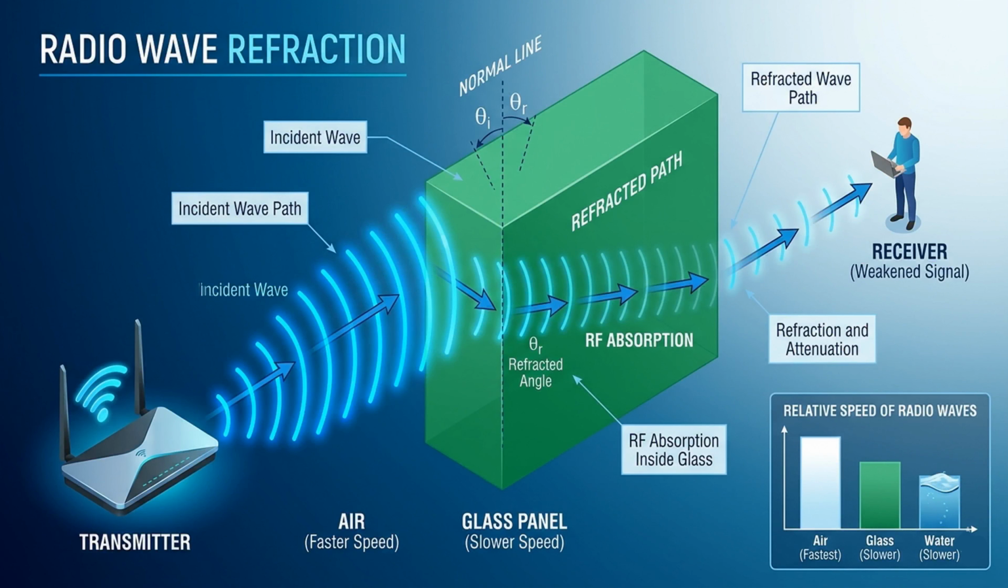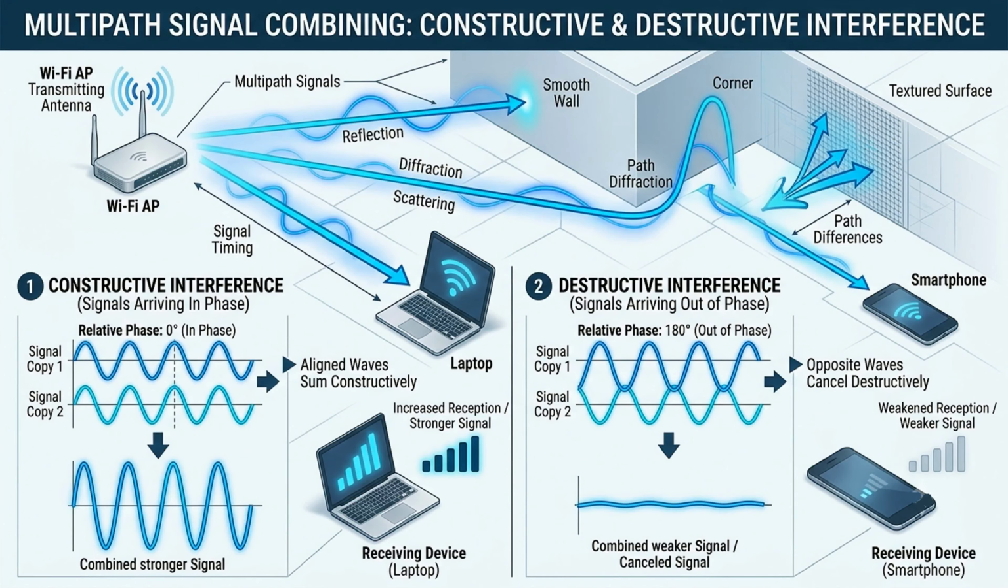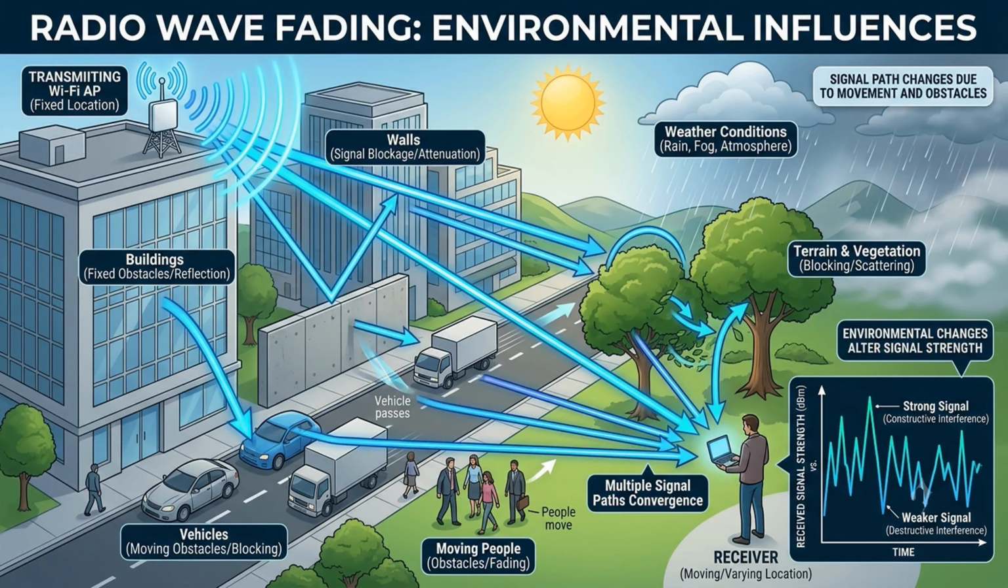Fading commonly occurs because radio waves rarely reach a receiver through a single path. Instead, multiple copies of the same signal may arrive after being reflected, diffracted, or scattered by surrounding objects. When these signals combine at the receiver, they can either strengthen or weaken one another depending on their relative phase and timing. Environmental factors such as buildings, walls, vehicles, moving people, weather conditions and terrain can also contribute to fading. Even small changes in the environment can alter the signal path and cause noticeable fluctuations in signal strength.